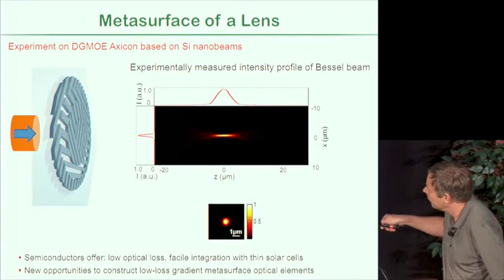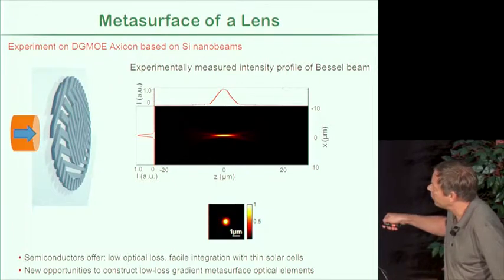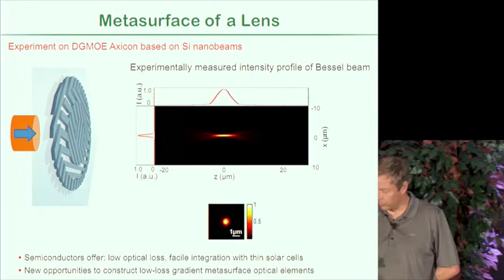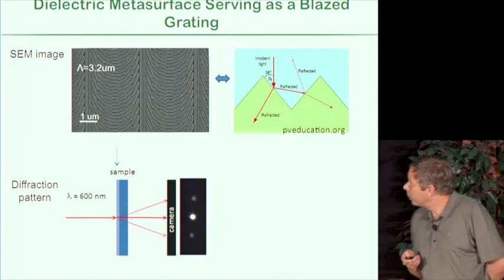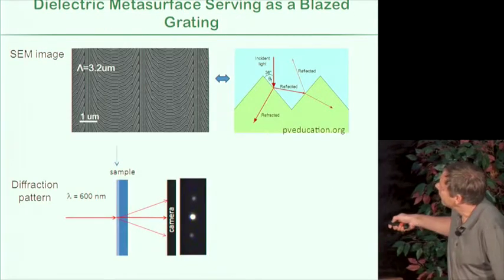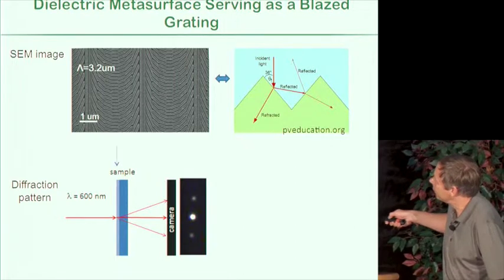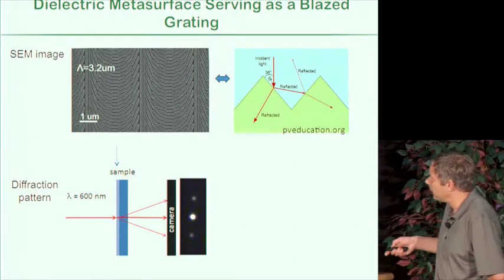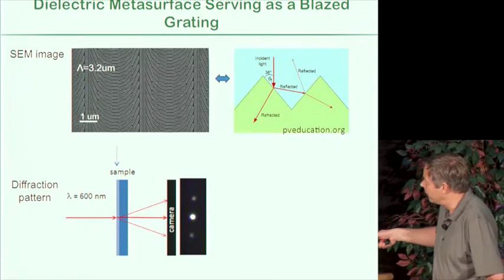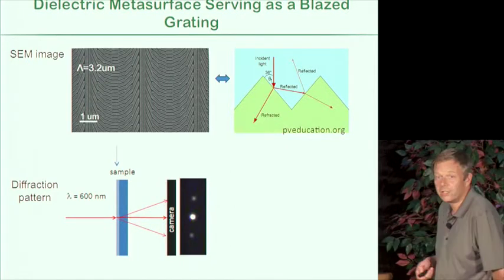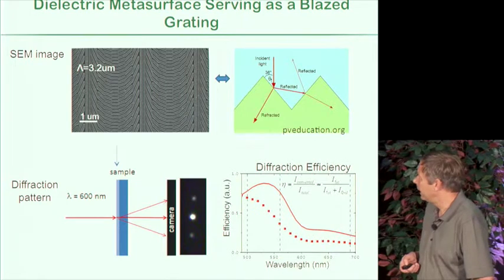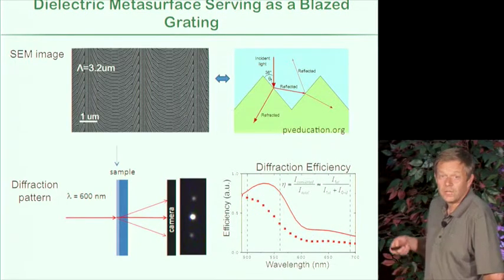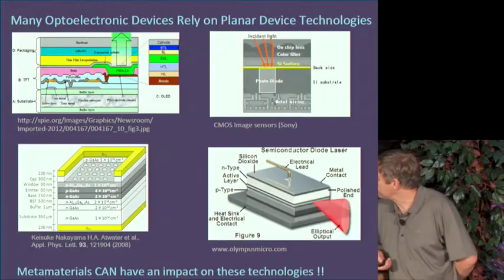You shine light on it, and here's the experimentally measured focus, and you can get to a diffraction-limited spot size. So we're trying to build these elements for light focusing. Here you see an example of a grating structure that could replace a highly textured surface, and we can nicely take such very thin films to redirect light inside a solar cell and enhance efficiency. Currently, we're at diffraction efficiencies of maybe in excess of 70%.